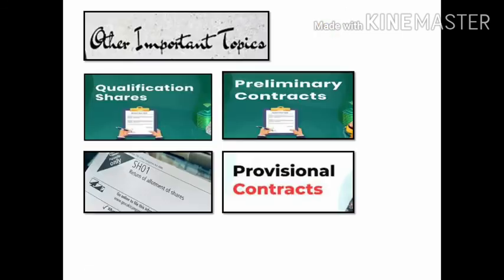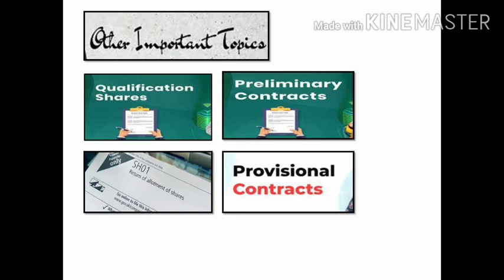Apart from these, other important topics that you have to learn, the definitions, are qualification shares, return of allotment of shares, preliminary contracts, and provisional contracts. Out of these four, three are given in the box in your NCERT book.